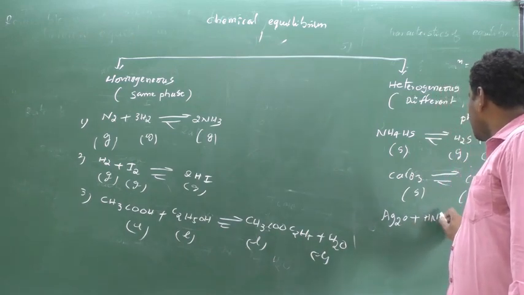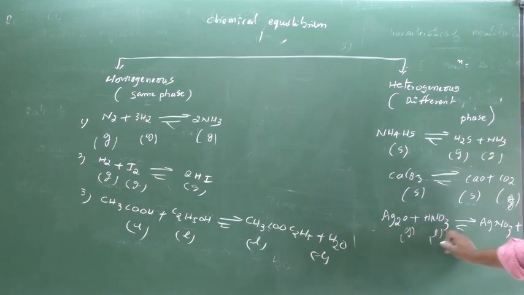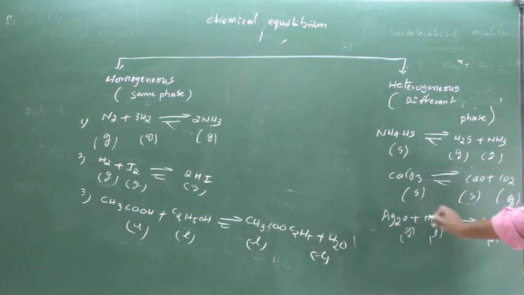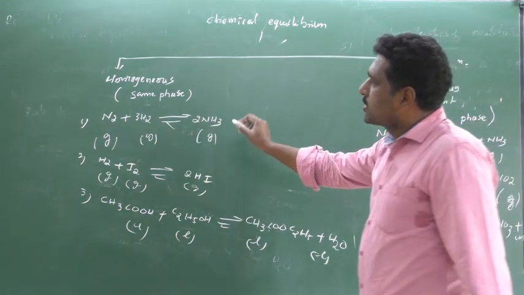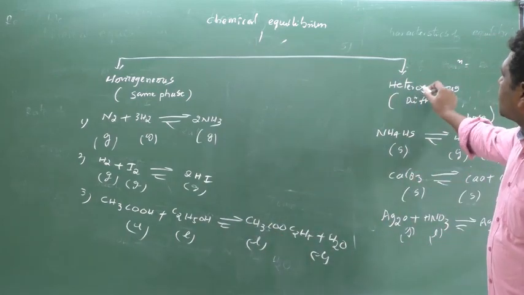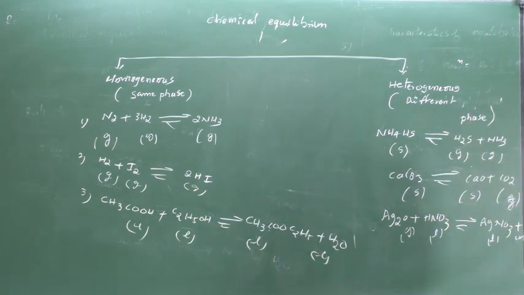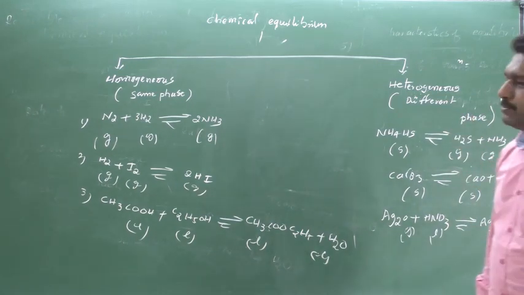And one more example: Ag2O plus HNO3 gives rise to AgNO3 plus H2O. Here also the reactants and products are in different physical states. These are examples for heterogeneous chemical equilibrium. So if the reactants and products are in the same physical state, that is known as homogeneous chemical equilibrium, and if they are in different physical states, that is known as heterogeneous chemical equilibrium.